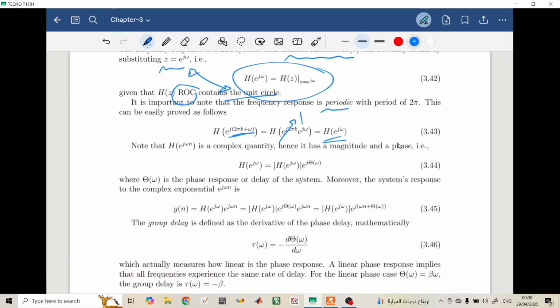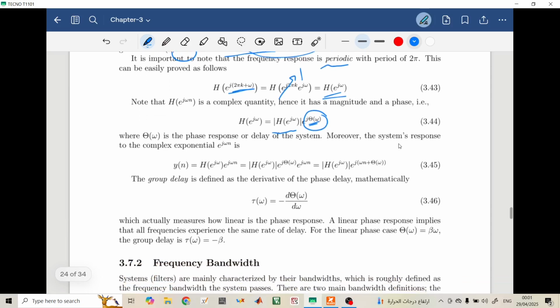Now the frequency response, as is the case for the transfer function, is a complex quantity, so we have two corresponding quantities. The first one is the magnitude response, the second one is the phase response. We get the phase response by looking into the argument of the complex exponential, whereas the magnitude response is the magnitude of the frequency response.